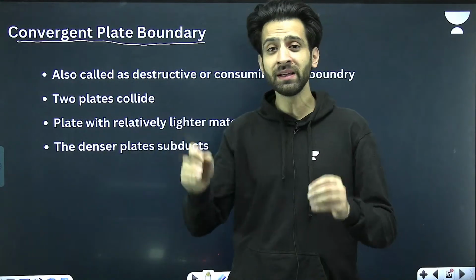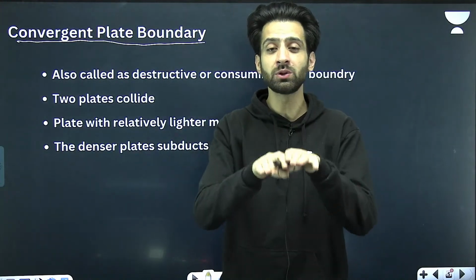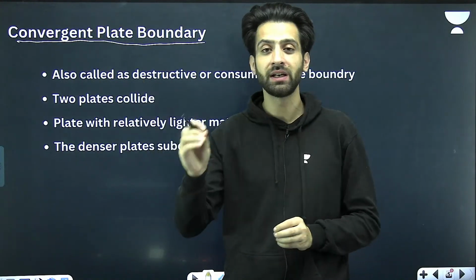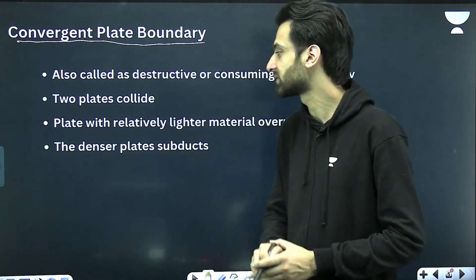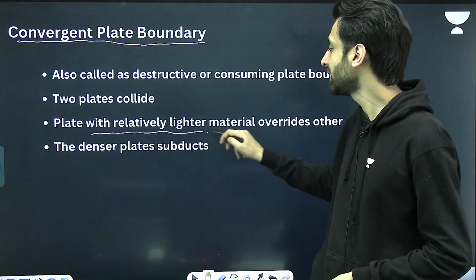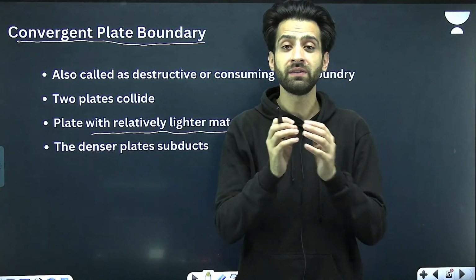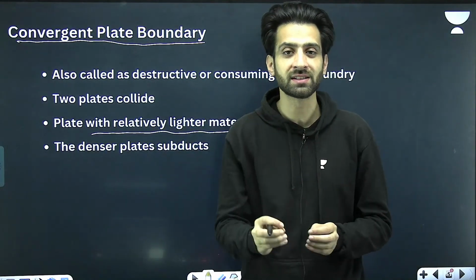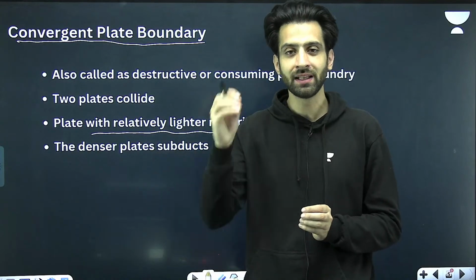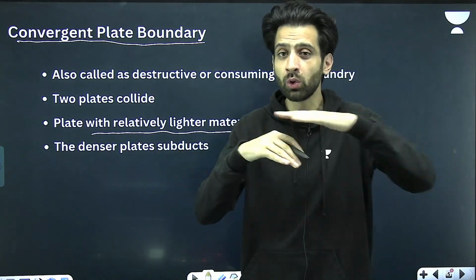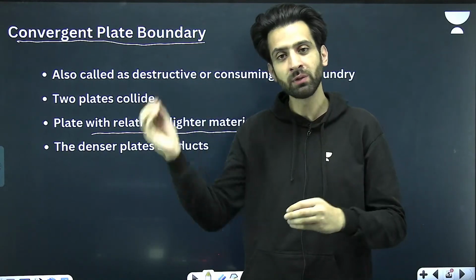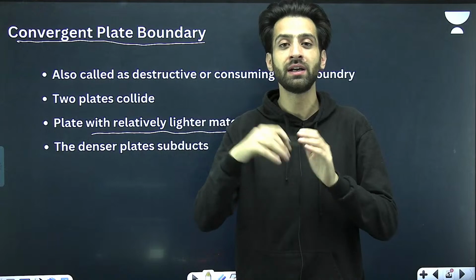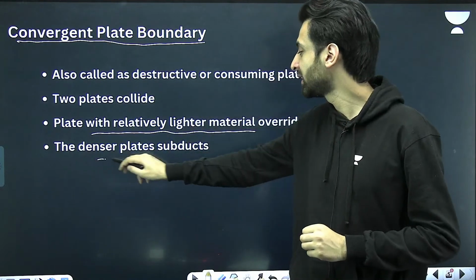So when the plates collide with each other, when the plates come towards each other, that is the convergent plate boundary. There are a few things that you need to know before we go into the details of this. In this, the plate with the relatively lighter material will override. If a plate is lighter or less dense as compared to the other plate, then the plate will not subduct, but it will go over the heavier one, and the heavier plate will subduct. We will look in detail how the plates will subduct in different cases, and the denser plate will subduct.